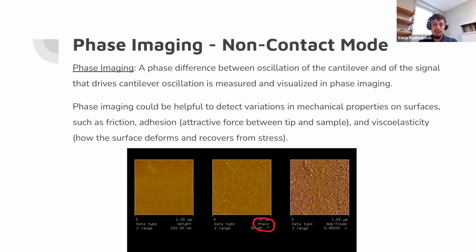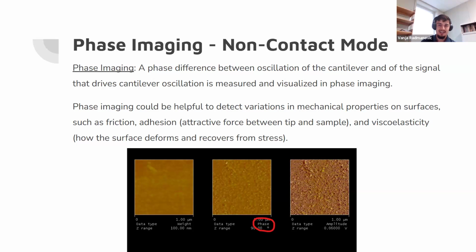So the image down here shows some of the unprocessed images and results I was getting as I was using an AFM. As you can see, there are three pictures in the bottom image, three different graphs being generated. The first one is a height map, the second one is a phase map, and the third one is the amplitude map.